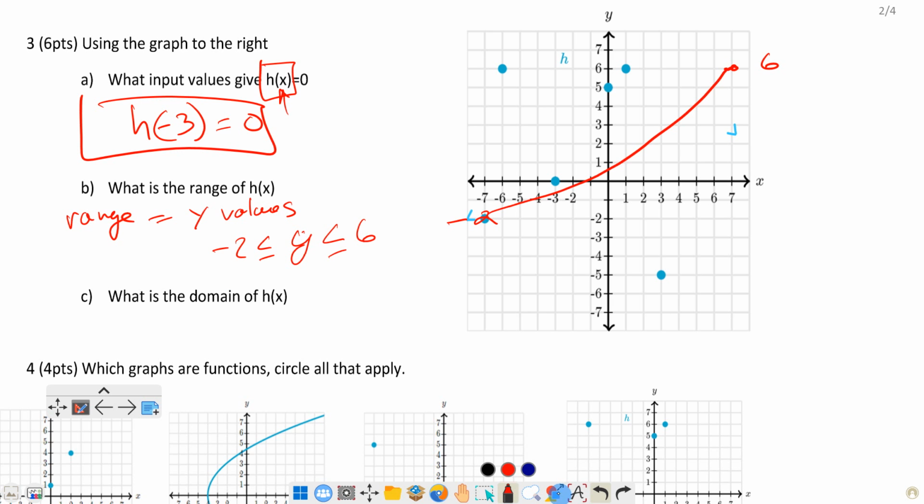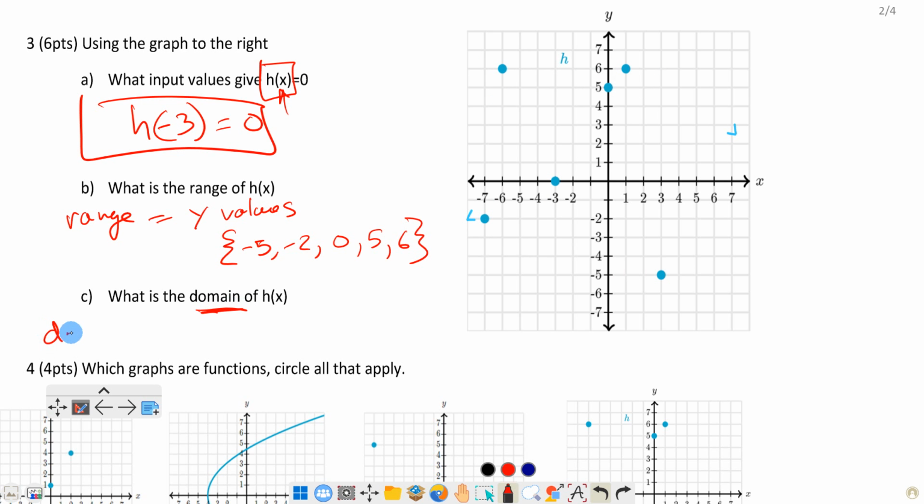But since we don't have that, we are only going to be able to be piecewise. And so then we have to talk about our spots, negative 5, negative 2, 0, 5, and 6. So the range is negative 5, negative 2, 0, 5, and 6. And I've got two 6's here. It doesn't matter because they're both y values of 6. Domain is x values.